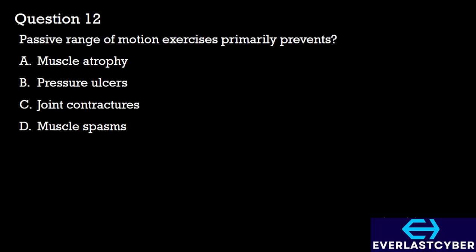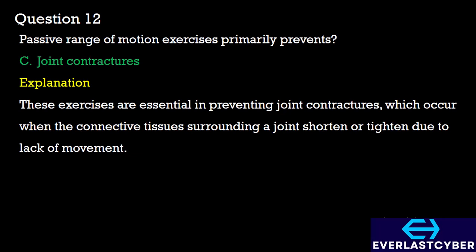The passive range of motion exercise involves moving a joint through its full range of motion without the patient actively using their muscles. These exercises are essential in preventing joint contractures, which can occur when the connecting tissues surrounding a joint shorten or tighten due to lack of movement. Contractures can lead to decreased mobility and pain. Muscle spasms may be alleviated by passive range of motion exercises, but it is not primarily intended for their prevention. So with respect to the question, our answer is option C. Passive range of motion exercises prevent joint contractures.